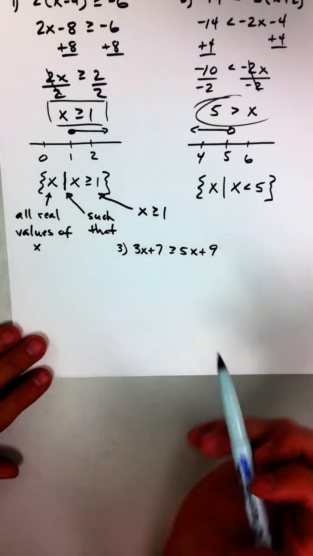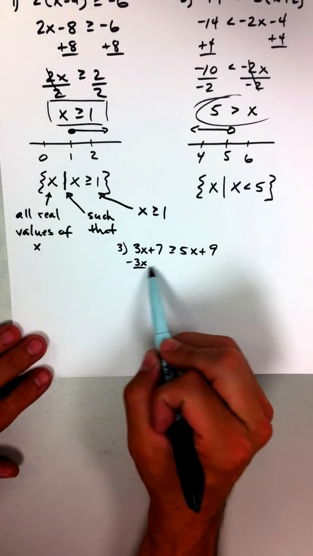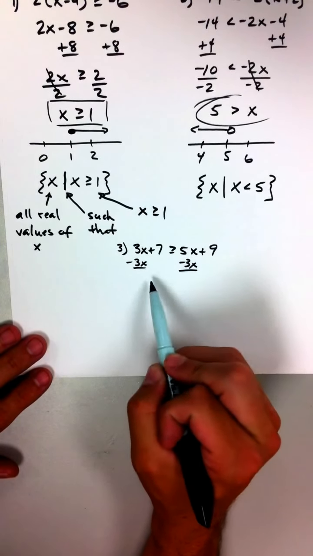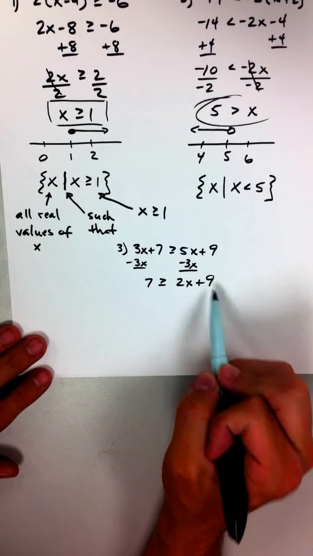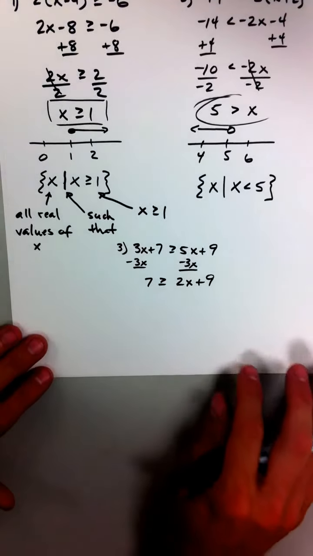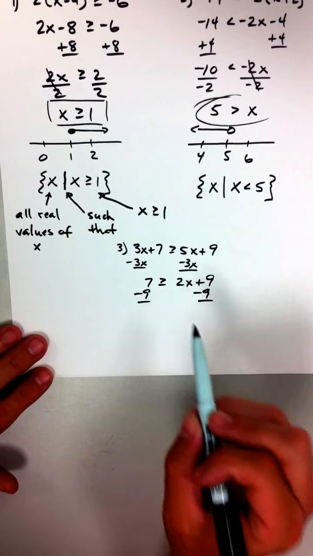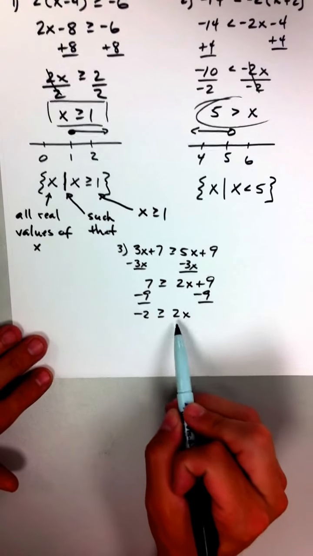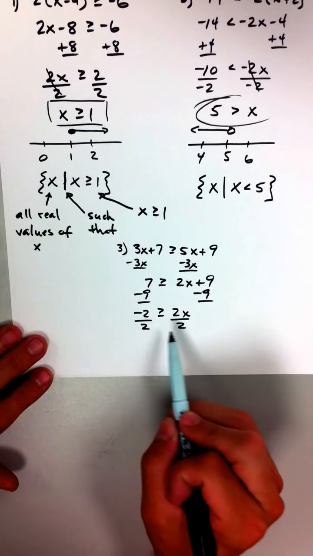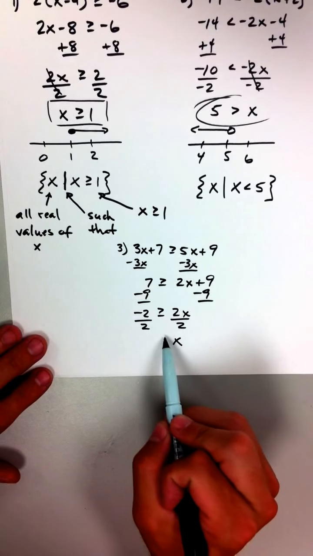Okay, so what I would do is this. I would move all my variables to the right. So I would subtract 3x. And I get 2x plus 9 right there. I would then look to subtract 9. So I get negative 2 greater than or equal to 2x. I would divide by 2. Now I'm not going to switch my sign, even though there's a negative there, because I'm not dividing by a negative.